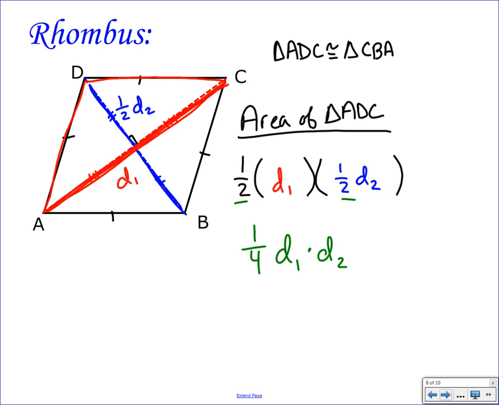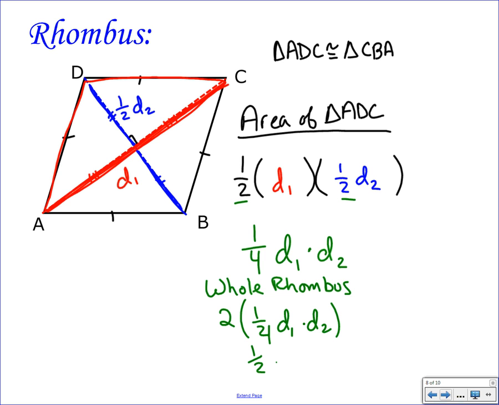Now that's just half of it. That's just triangle ADC. Since the whole rhombus is 2 of those, you multiply that formula by 2. 2 times 1/4, well, that's 1/2, diagonal 1 times diagonal 2. So the area of a rhombus is 1/2 times the product of the diagonals.